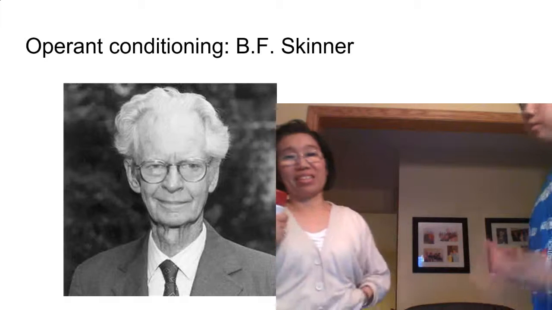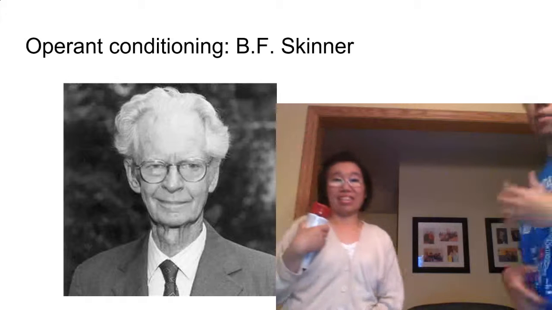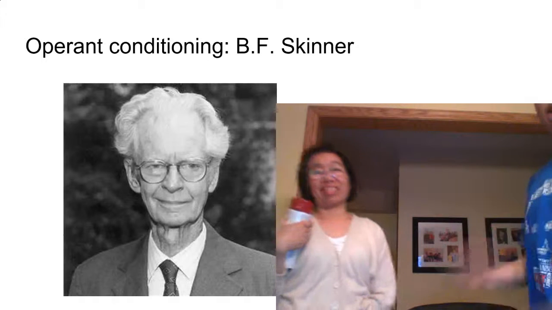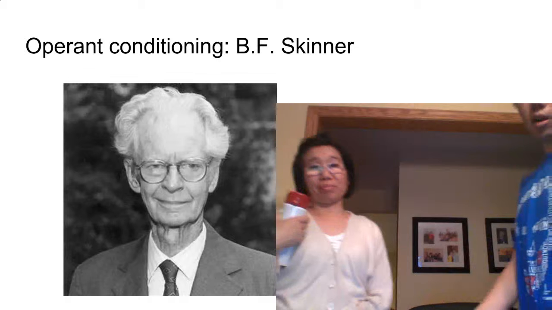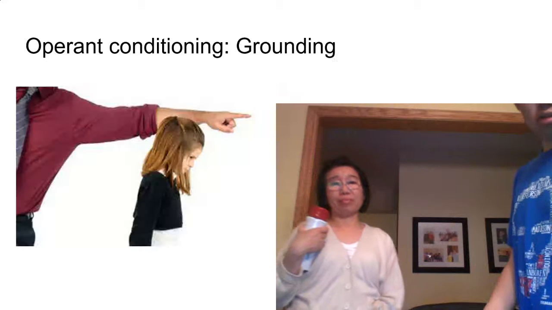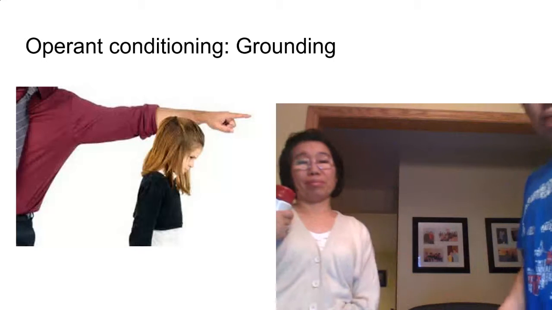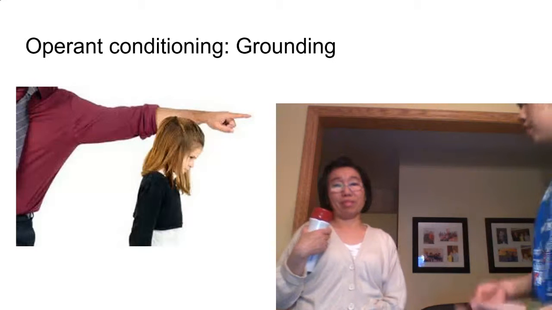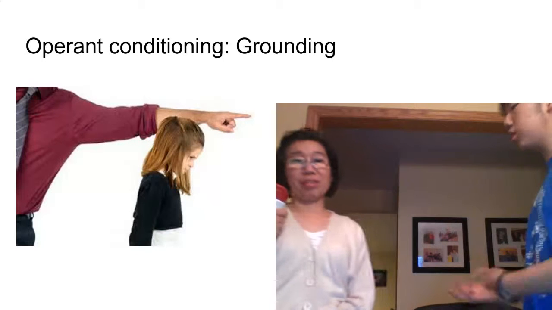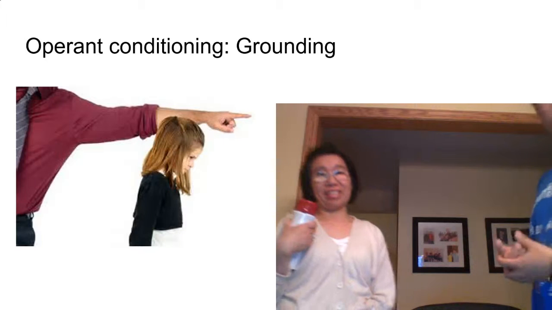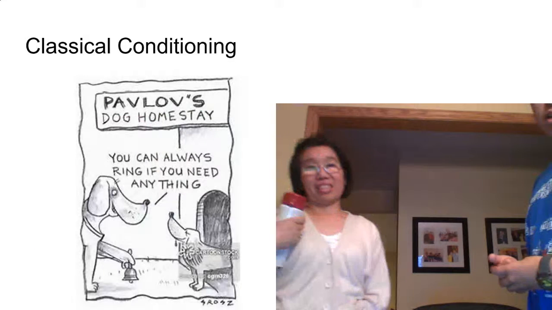So B.F. Skinner, I talked a little bit about him. He did the Skinner boxes, the first one to study operant conditioning. And I think the next slide was the example, the grounding, right? Grounding is a really good example of operant conditioning. It's a negative punishment. Yeah. You take away something good. I would go a little bit more into detail about that.